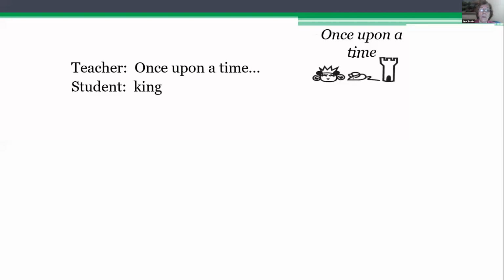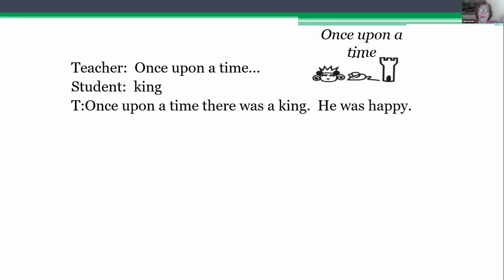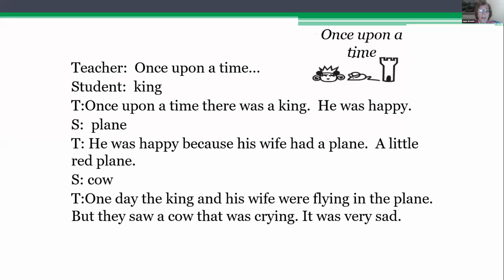Now, one last couple of last activities, an activity where both teacher and students have to think of images. The teacher starts out, once upon a time, the student says something. Then the teacher has to take that and incorporate it into the activity. Once upon a time, there was a king, he was happy, playing, and so forth. They think of different things. Okay.